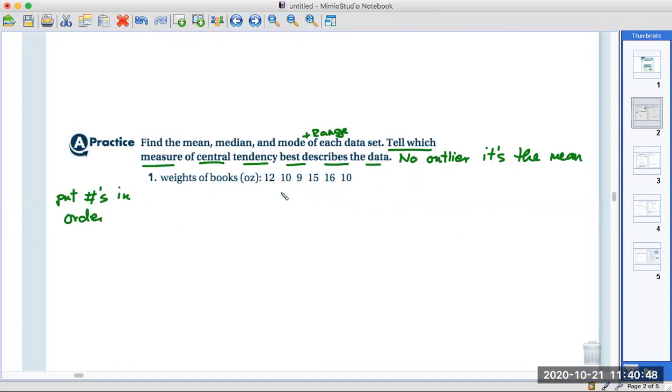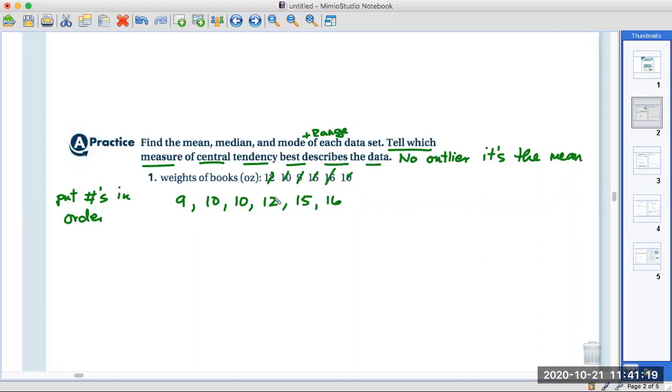So starting with 9 and put a comma between, and I always cross them out when I'm done, and then comes 10. There's 2 of them. And 12, 15, 16. And so if you're having a big data set, then I would even count them and make sure I got every one of them. 1, 2, 3, 4, 5, 6.